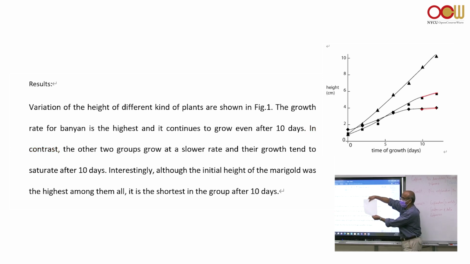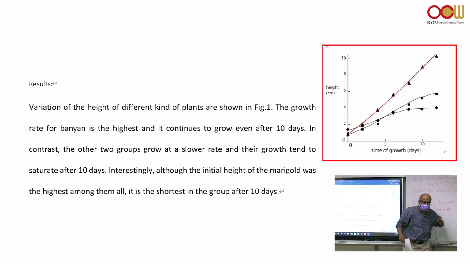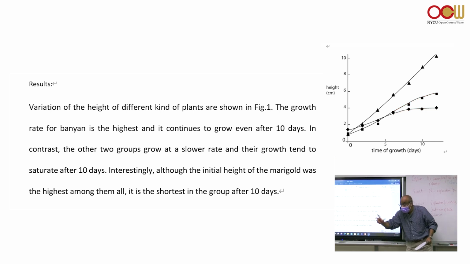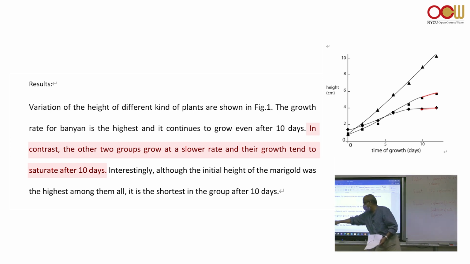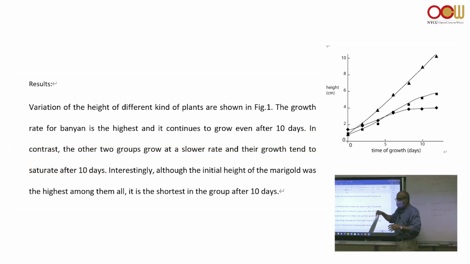The other two groups show some kind of saturation. That means it is not growing. The banyan is growing very fast, and it continues to grow. However, the other two sort of flatten out. It becomes interesting. When you show the readers in contrast or similarly or something, it becomes more interesting. In contrast, the other two groups grow at a slower rate, and their growth tends to saturate after 10 days. Yes, it saturates, right?